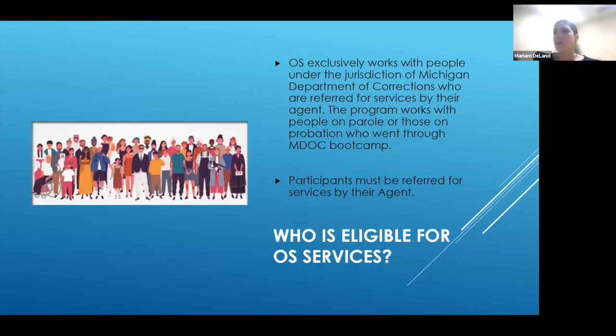OS exclusively works with people under jurisdiction of the Michigan Department of Corrections who are referred for services by their agent. The program works with people on parole or those on probation who went through MDOC boot camp. There's a few small populations included in that, but generally the services I'm going to talk about are available to people who are on parole from a Michigan Department of Corrections facility. That does not include people who may have come out of county jails unless they're also on parole from an MDOC facility. It also does not include people who are on federal parole or probation, who came out of a federal prison. When we talk about people who are justice involved, that can be a huge population, so I want to be really clear that the services we provide are primarily to people on parole from MDOC or a few other smaller populations.